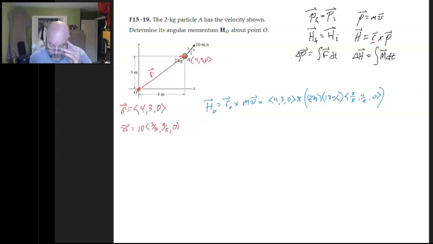Okay, so now the way that I went about doing this, what I ended up with is 2 times 10, and that gets me 20. So I've got 20. And then what I did with my cross product was I just used those 2 vector parts together. I found the cross product of those.